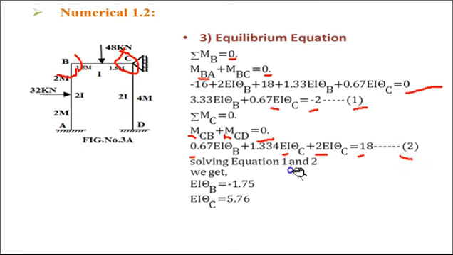Now solving equations 1 and 2, we have EI theta B is equal to minus 1.75 and EI theta C is equal to 5.76.